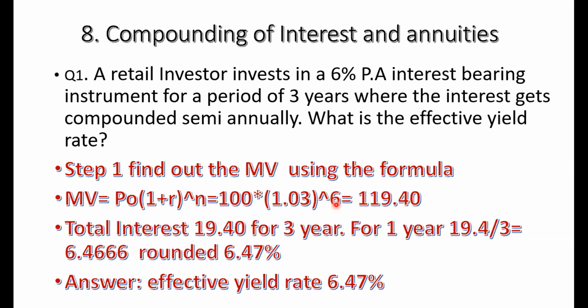So if you are compounding semi-annually, this is the rate. Compounding quarterly means you will get something still more than 6.52. For 3-year and 5-year, you will get still something more. So this is how you have to do. This is one of the expected questions.